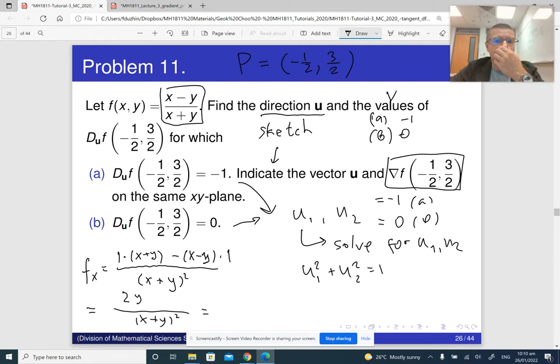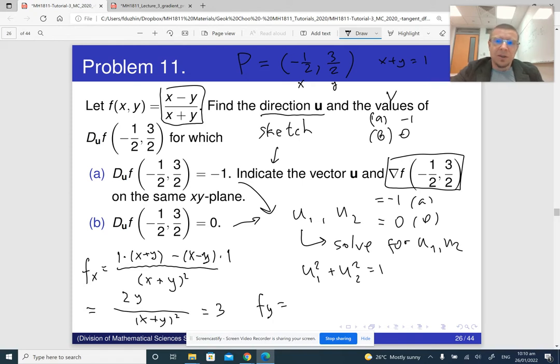Okay, 2y, and now I can substitute minus 1 half for x and 3 half for y. Well, I have x plus y squared, so x plus y is conveniently just 1. So squared is still 1. So this is going to be just 2 times y, and y is 3, so this is just 3.